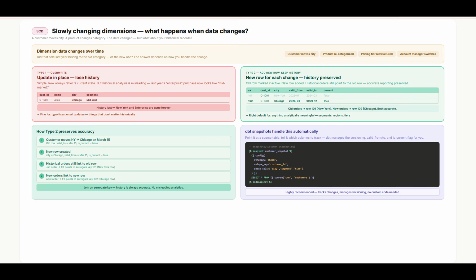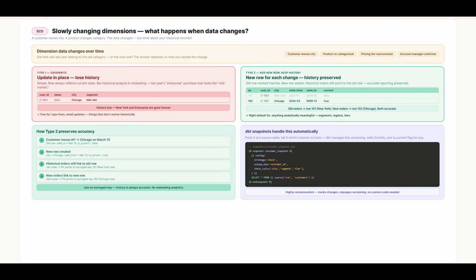A new row appears with city equals Chicago, valid from equals today, valid to equals some far future date, and is current equals true. Your historical orders, which have a foreign key to the customer dimension, still point to the old row, the New York row, so your historical analysis is accurate. New orders get linked to the new Chicago row. History is preserved. Reporting is accurate. Type 2 is the right default for anything analytically meaningful.